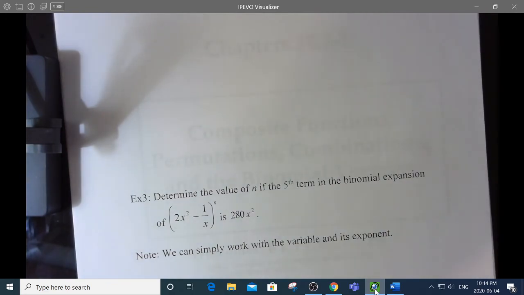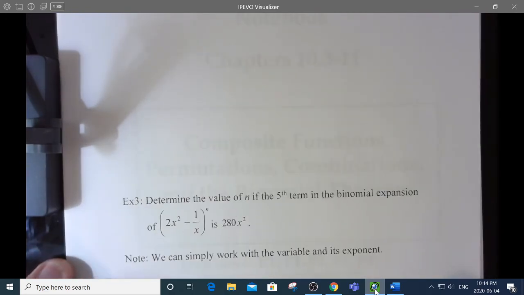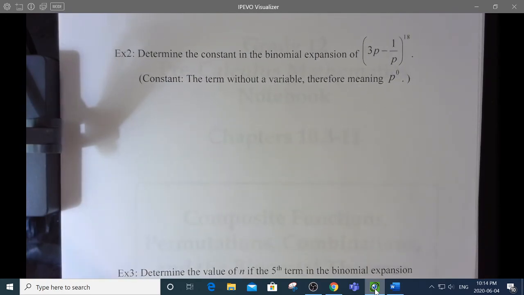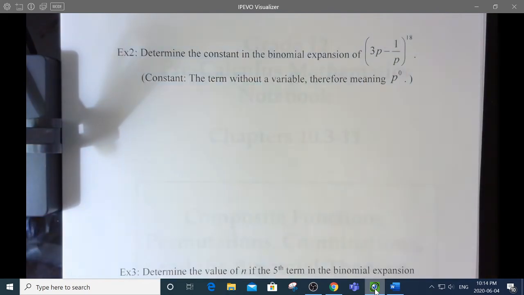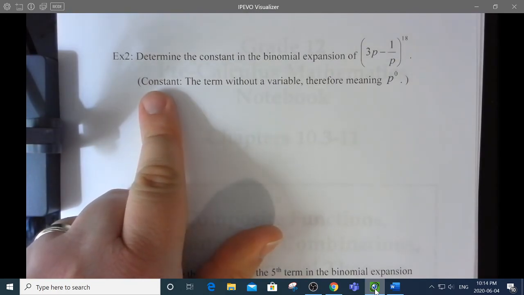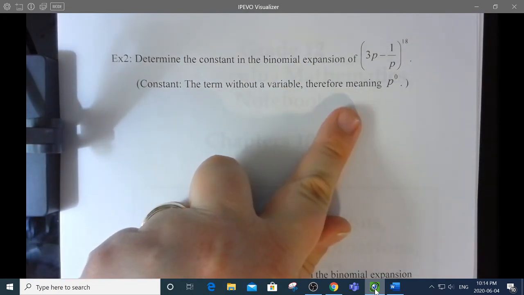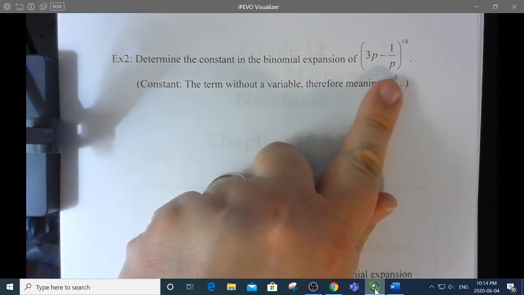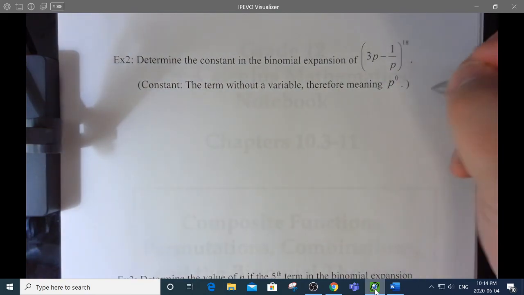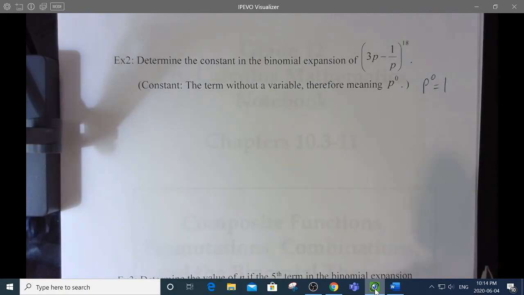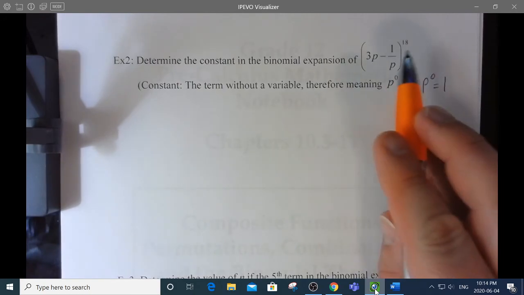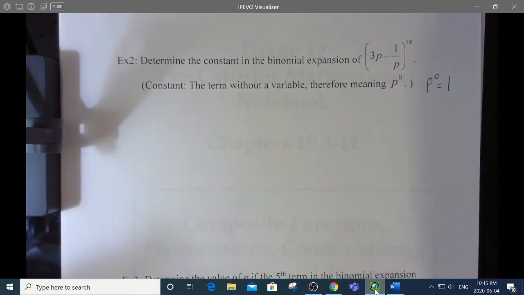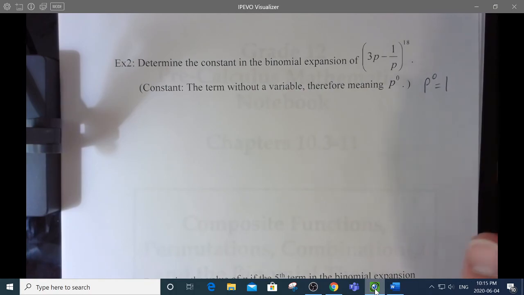Example 2 is determine the constant in the binomial expansion of that. Sorry, let me say that again. Determine the constant in the binomial expansion of that. So, what is the constant? Well, first of all, think about what a constant is. A constant is a term without a variable, meaning that it is p to the power of 0, right? Because think about it, p to the power of 0 is 1. And every number in the universe except for 0 to the power of 0 is 1. And p can't be 0, because if p was 0, 1 divided by 0, this thing wouldn't exist. So I know for a fact that p to the 0 is 1.